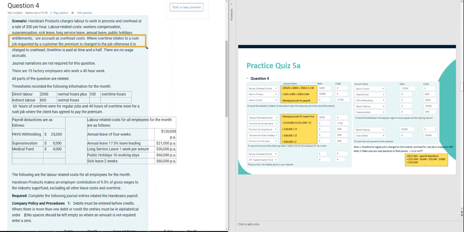Okay, so if the job is a rush job and you incur overtime, it goes to work in process because it's charged to the job. Otherwise, it goes into overhead. Overtime is paid at time and a half, and this is hidden information that you will need to know as well. Overtime is paid at 1.5. There are no wage accruals. Journal narratives are not required. It's actually given to you. So instead of narratives, you actually need to look at the journal accounts that are given to you and put in the numbers for the journals.